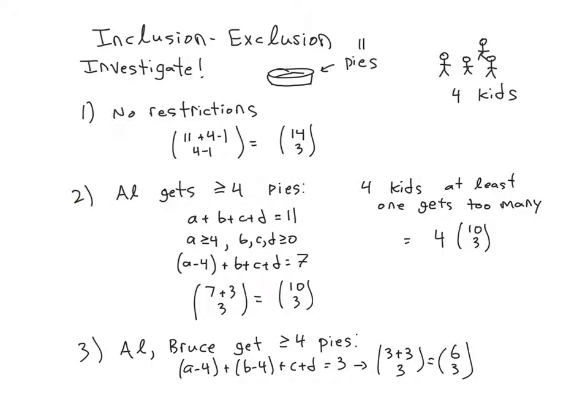And then the second question is, how many ways are there to distribute the pies so that at least one child gets more than 3? And of course this is going to be an overcount, but it's an important one that we need to know how to do.